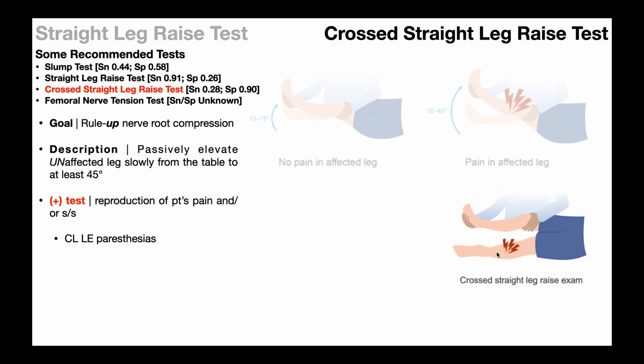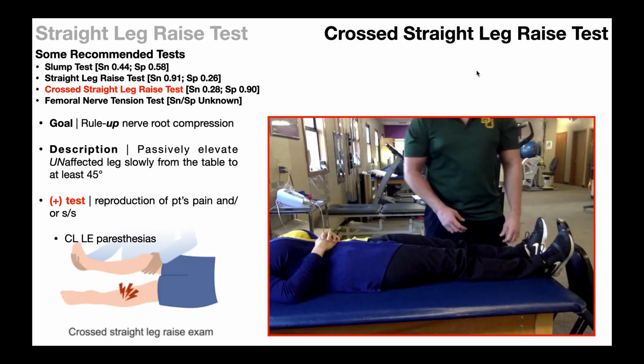So whatever leg they complain of paresthesias in, you're always elevating the opposite leg. And this test helps to rule up that nerve root compression. Okay? So here's the cross straight leg raise test in real time.